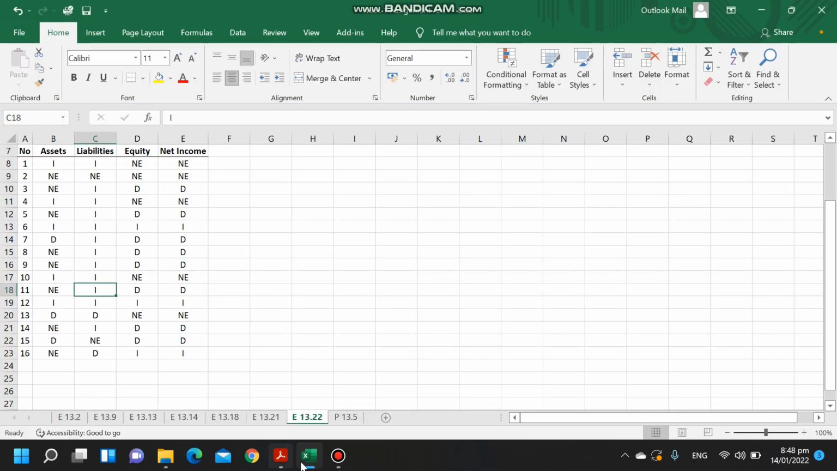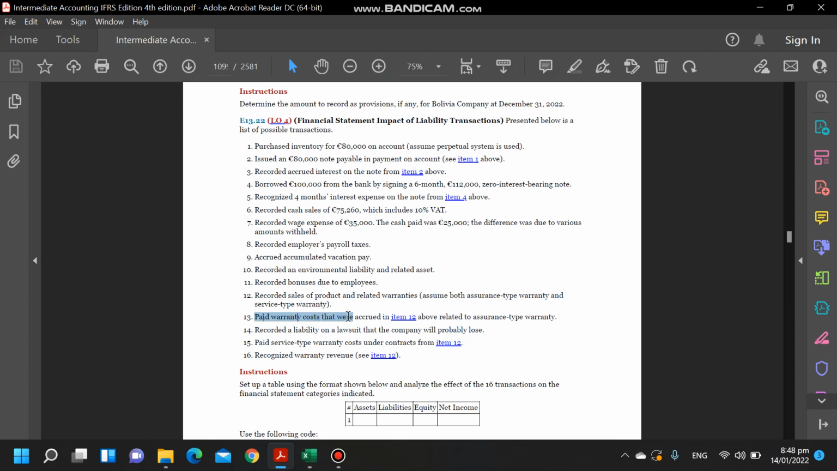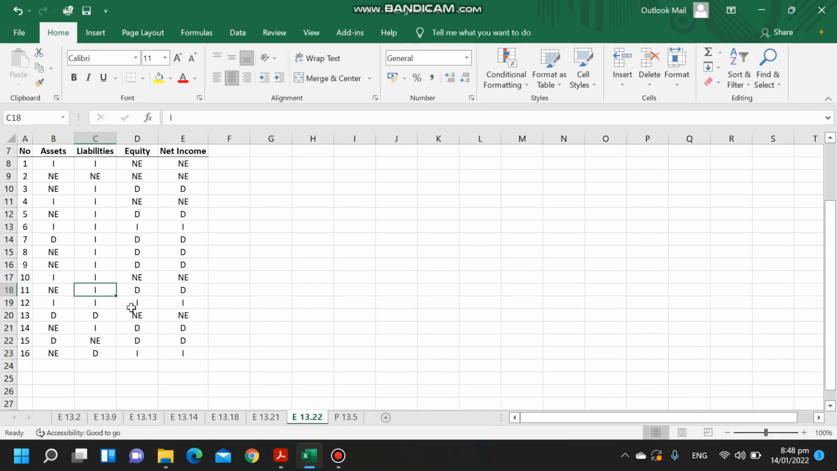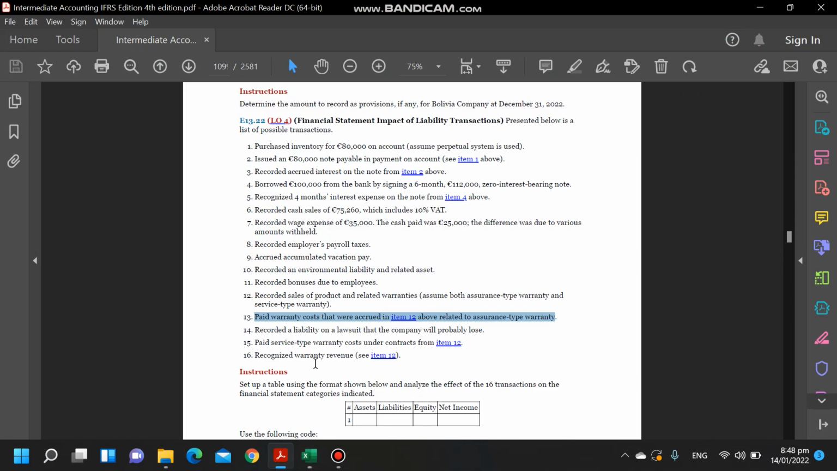And then 13, paid warranty costs that were accrued in item 12 above related to assurance type warranty. So when the warranty costs happen, we already recorded the liability, so we just debit the liability. And then we will also credit the asset used because of the warranty expense.